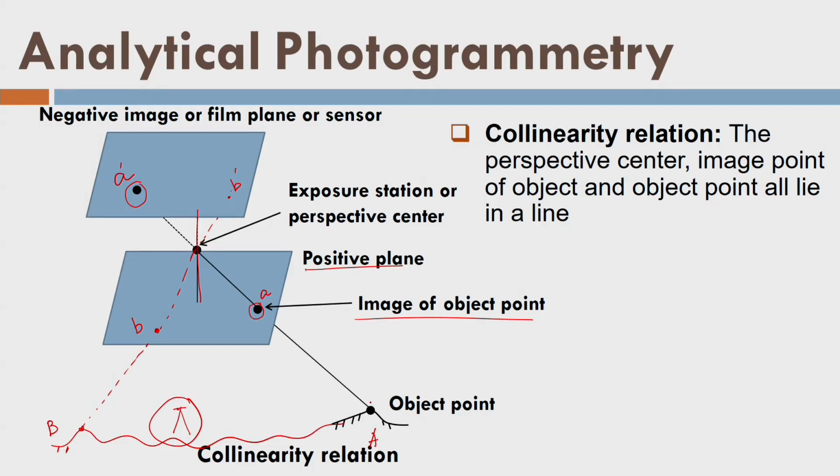So, their idea here was that if I look at point A now, the small a here and this exposure station are all in one line like this. They are falling in a straight, one three-dimensional line, and this relationship is called the collinearity relation. That means the object point, the image point and the exposure station are in one line, they are collinear, and that is why it is called the collinearity relationship. I hope it is very clear and very easy to understand.